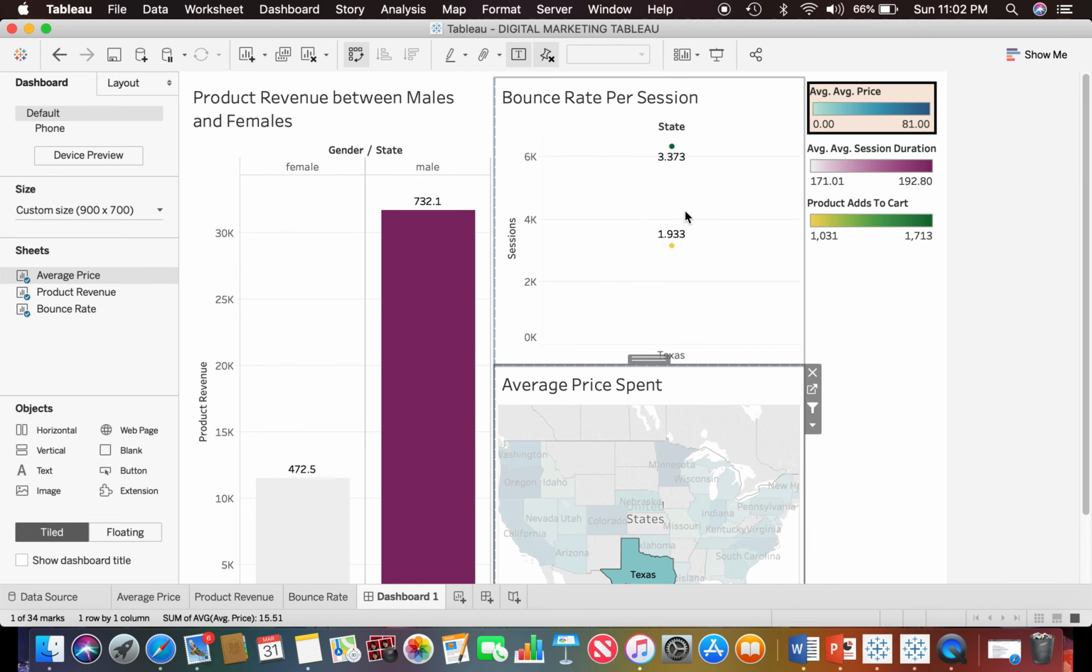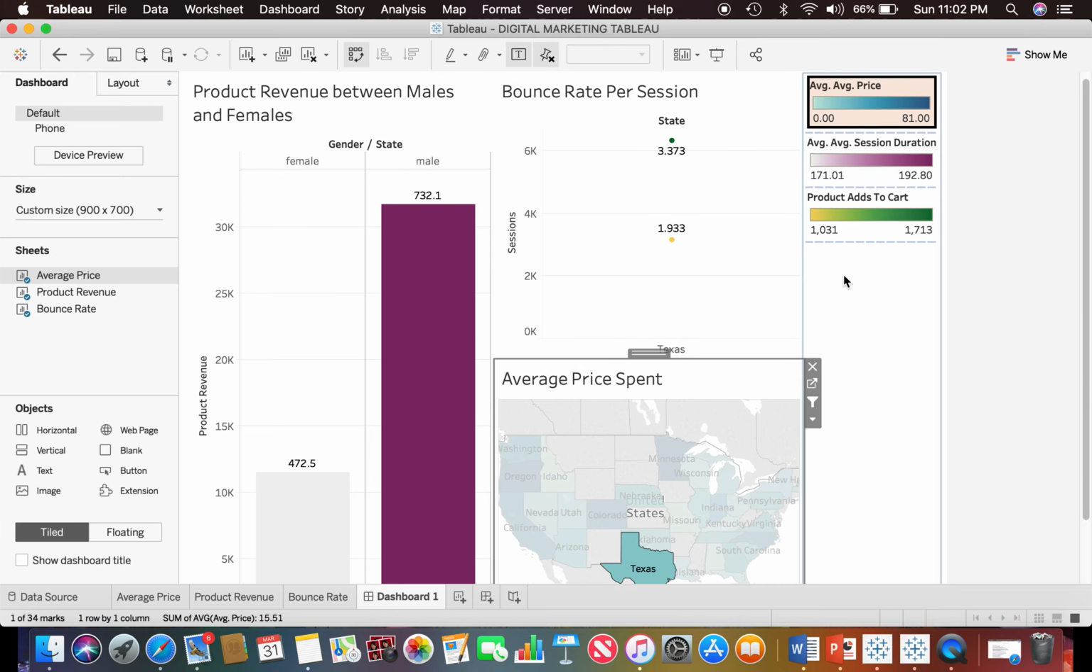Now going back to the bounce rate, as you could tell, it is a lot higher. Males tend to have a larger amount of bounce rate. As you could tell, this is still a dark green dot, so more products are being added to the cart. As a personal experience, I do this myself: the more items I add to the cart, the less likely I am to end up buying anything.